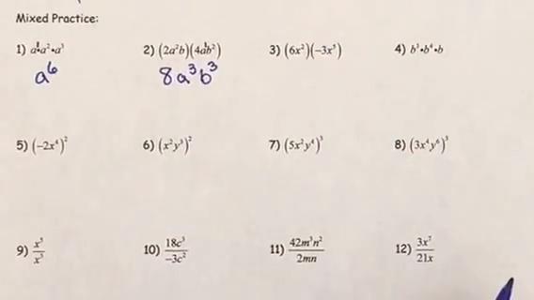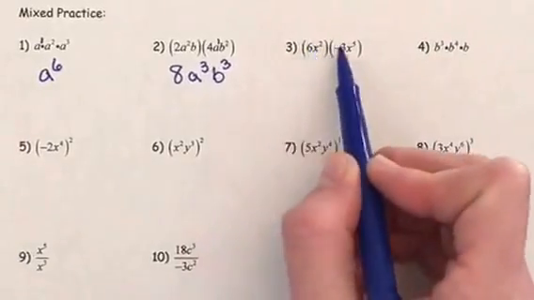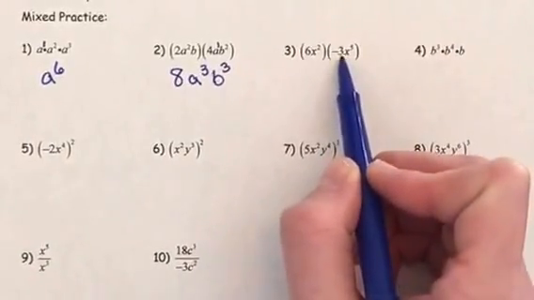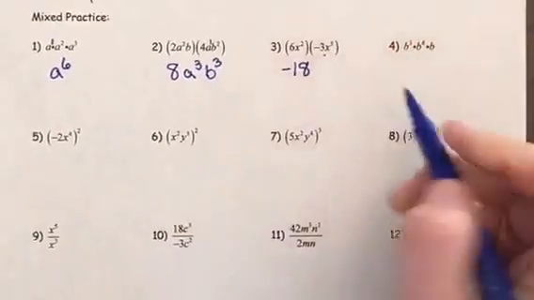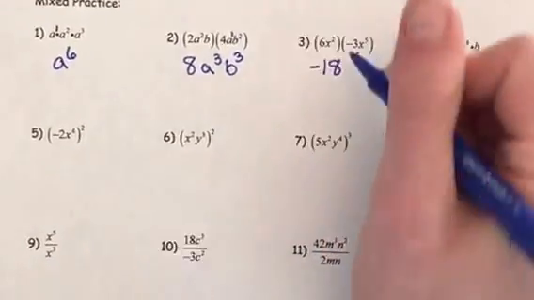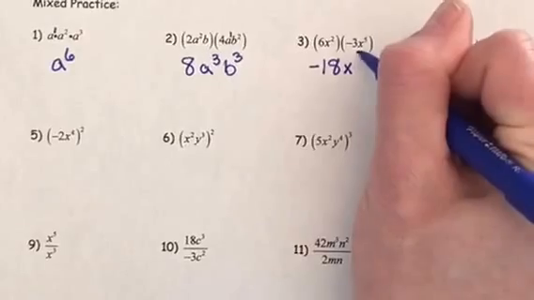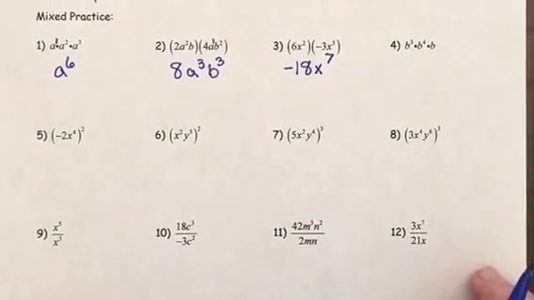The third one is also a multiplication problem. So we multiply the coefficients. This one's negative. So 6 times negative 3 gives me negative 18. X squared times x to the fifth. I add those together and get x to the 7th.